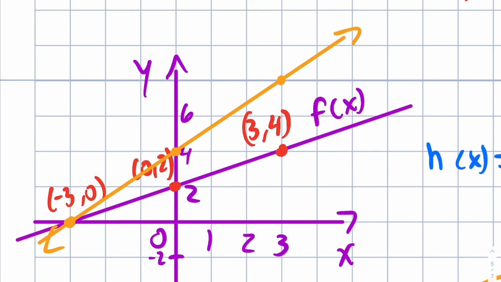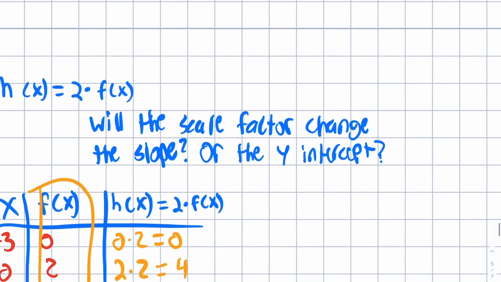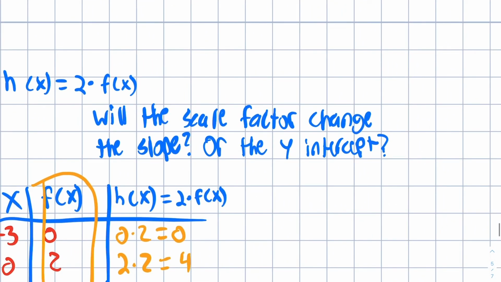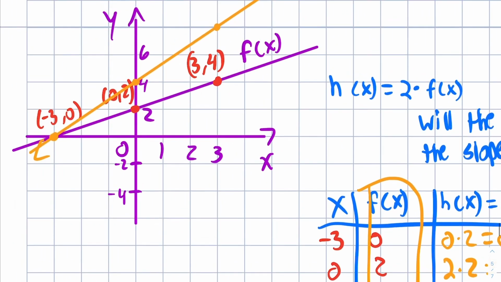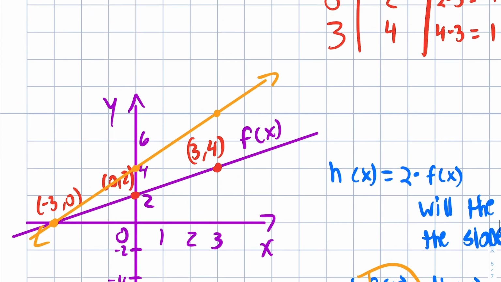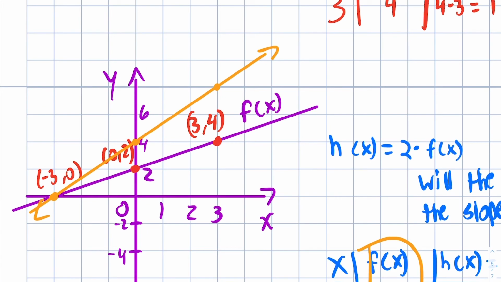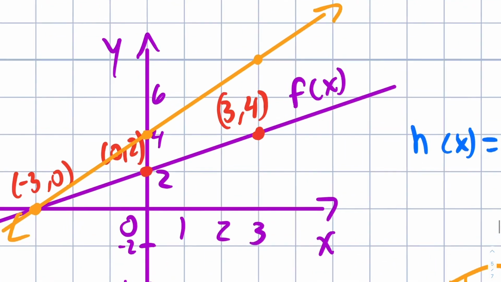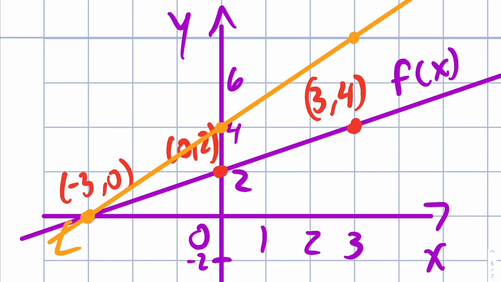Now let's look at the question we were supposed to answer. Will the scale factor change the slope or the y-intercept? The slope means the steepness. Okay. Since this line is not parallel, the slope had to have changed. And look at the y-intercepts. The y-intercept was at 2, and then it moved to 4. But this point stayed the same. (-3, 0) stayed the same. The x-intercept stayed the same for some reason.